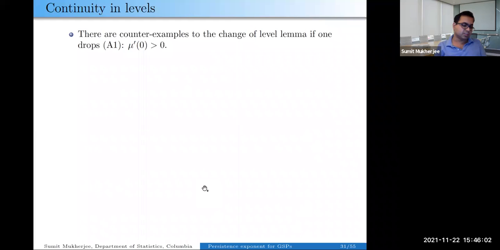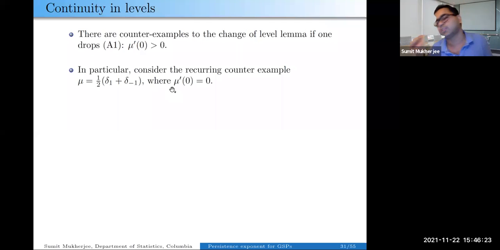And this is one point where you see this assumption A1 again. I think I messed up here. It should be A2, the assumption A2 here. So mu prime 0 greater than 0 is needed. In particular, mu prime 0 equal to 0: if you have mu prime 0 equal to 0, you will not have continuity of levels. We have an example where mu prime 0 is 0 and continuity of levels is not true.